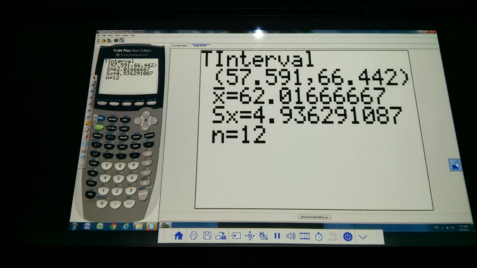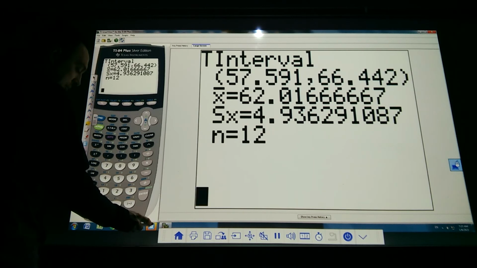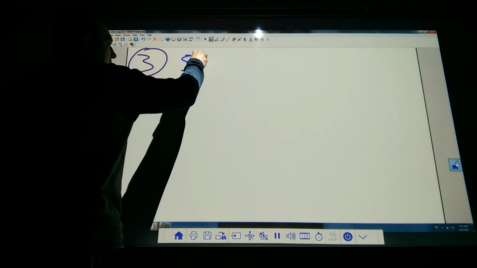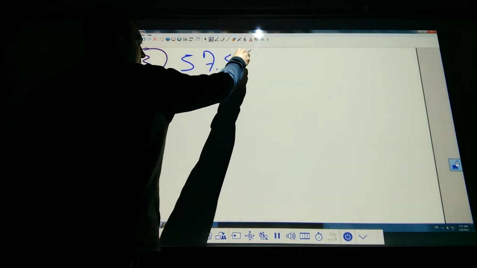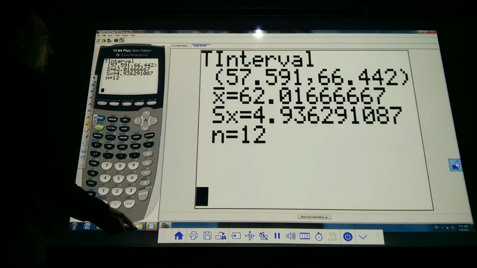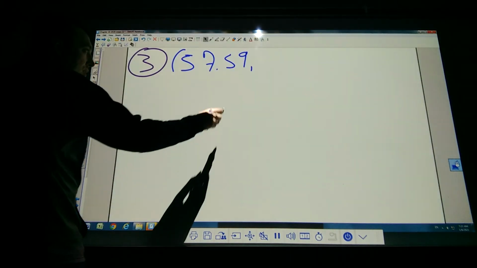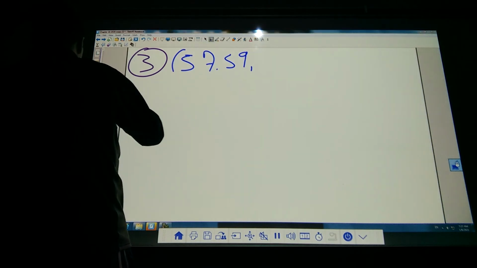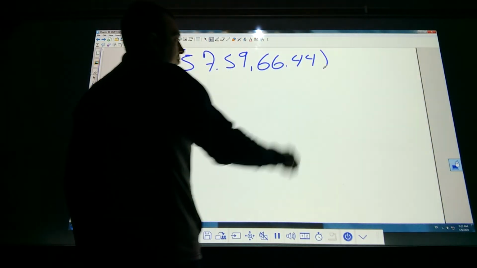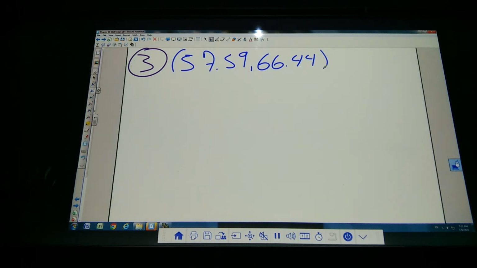Bada bing, bada boom. 57.59 to 66.44. Okay, that's how. Step 3 is, can I use my calculator correctly?